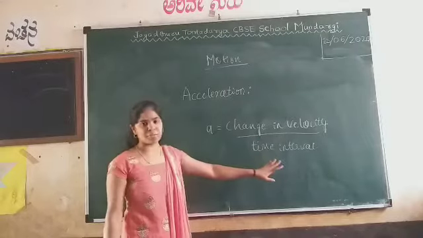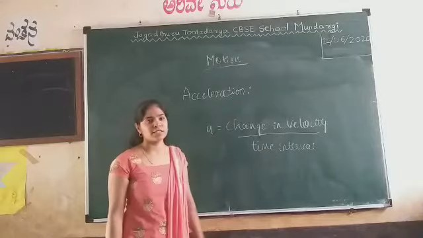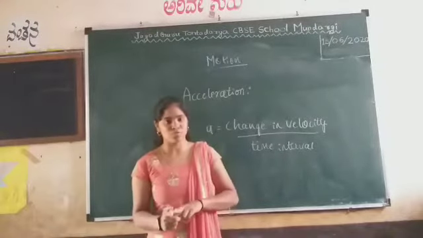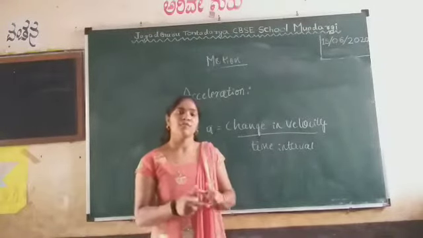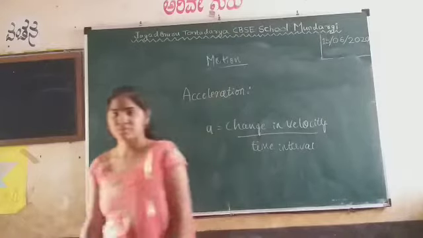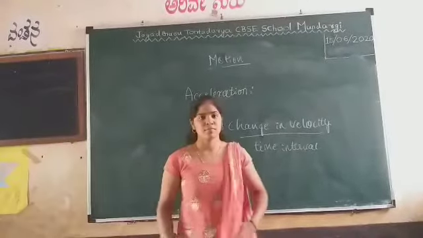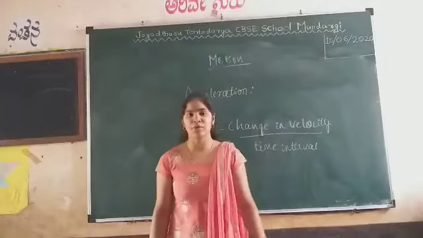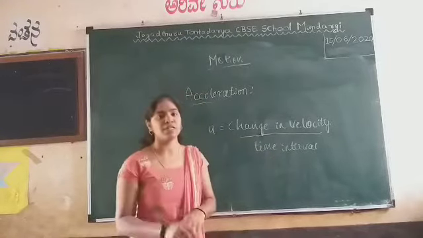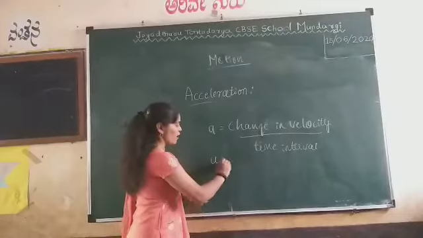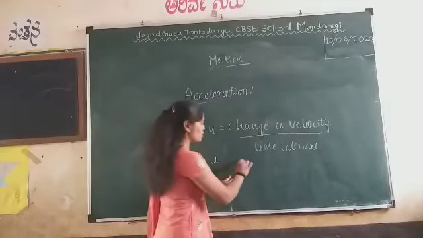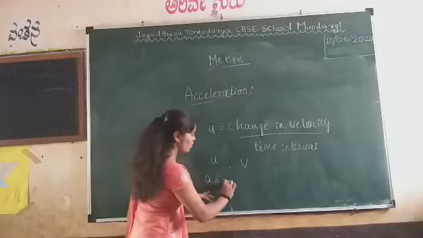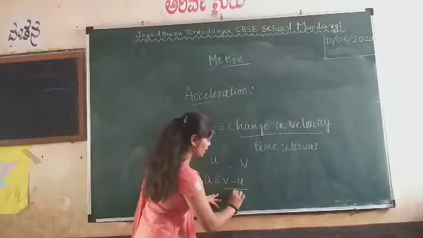The change in velocity with respect to time interval, that we call acceleration. It occurs in the case of non-uniform motion of objects or non-uniform velocity of the object. Acceleration is change in velocity divided by time interval. If the object is moving with the initial velocity u and then with the final velocity v, then we have the acceleration a equals v minus u divided by t.